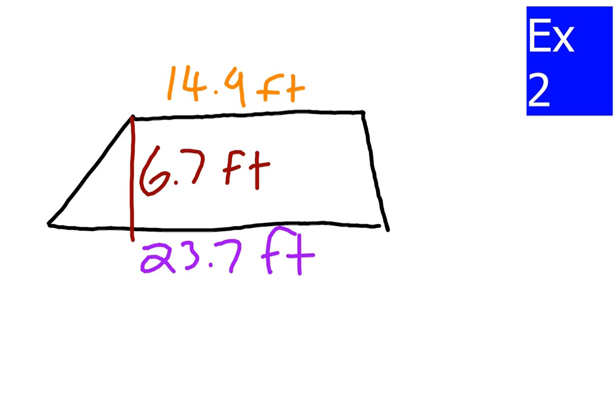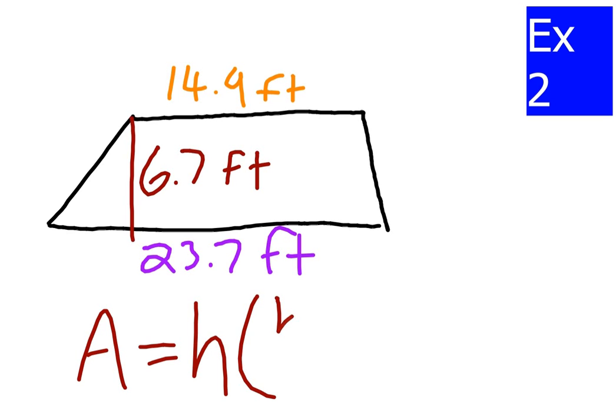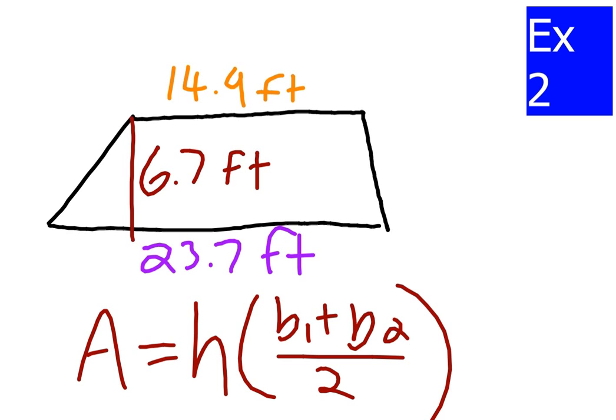So let's write that area formula out. Again, it's just the height times the average of the bases. So it's h times b1 plus b2 over 2. Doesn't matter which one's b1 and b2, it makes no difference. I usually make b1 the bigger one and b2 the smaller one. It really won't matter. Make sure you understand, though, that the 6.7 is the height.